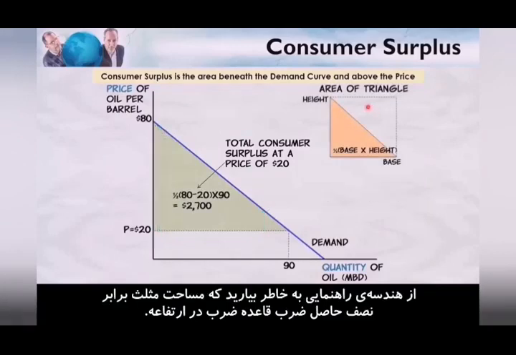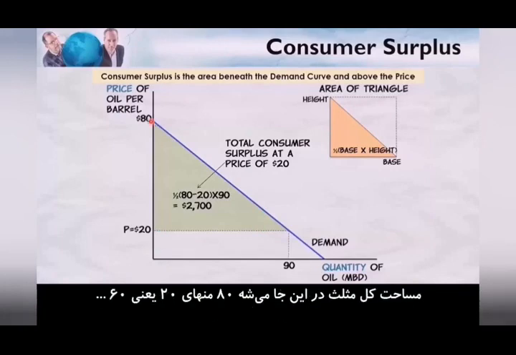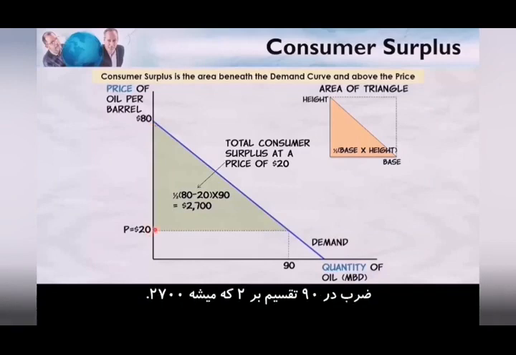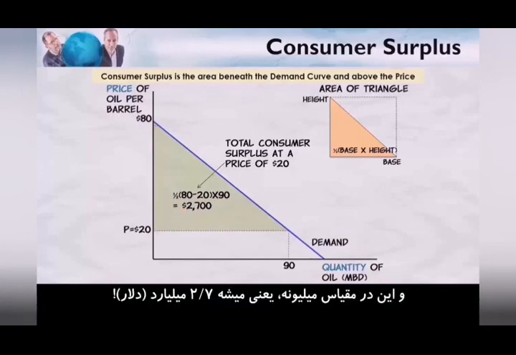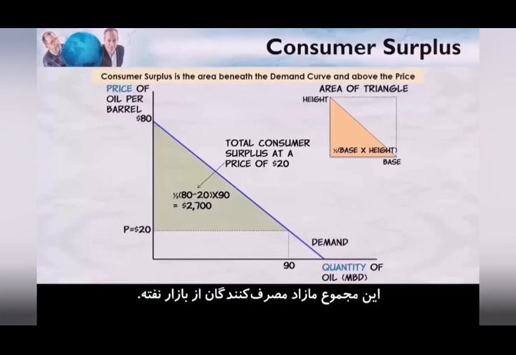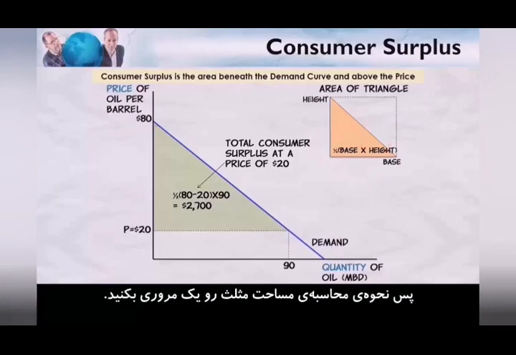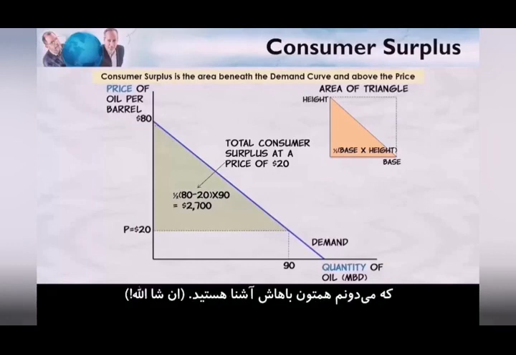Remembering from our high school geometry that the area of a triangle is equal to 1/2 base times height, we can see that the total triangle here is 80 minus 20, so that's 60, times 90 divided by 2, or 2,700. This would be in millions, 2.7 billion. That would be the total consumer surplus from this market for oil. Again, we'll be using this calculation quite often, so just remind yourself of how to calculate the area underneath the triangle, which I know you're all familiar with.